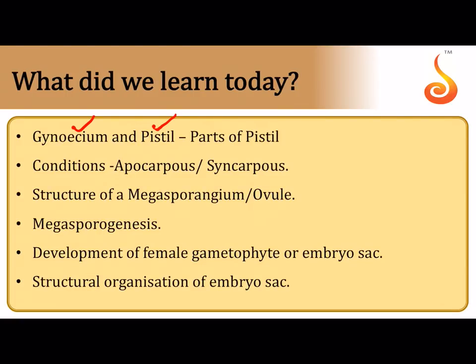We learnt gynoecium, we learnt the component called pistil. We saw that if the pistils are free, they're apocarpous. If they're fused, how do you know they're fused? You look for the stigma. More than one stigma will be there. Or you take a section of the ovary and look for the compartments called locules. Then you will know that they are syncarpous.